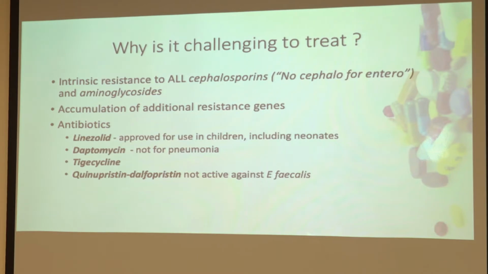Tigecycline is just like tetracycline that we discussed. It is also approved only for adults, but unlike the first two medicines, tigecycline is bacteriostatic, and we have limited experience in children. The last one is quinupristin and dalfopristin. These are streptogramins. They are not active against one species of enterococcus, so if that is what your culture is positive for, you might not be able to use this. Even this is approved only for adults, and we have very limited data available for kids.